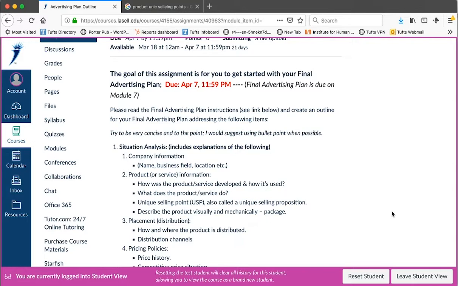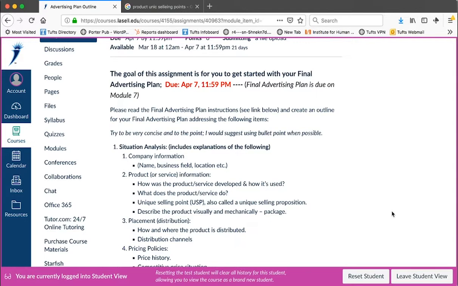Here, you have to describe how the product and service was developed, how it is used, what it does, what the unique selling points of the product are, also called unique selling proposition. What that means is what differentiates the product from your competition. And then describe the product visually and mechanically. If you have any package, just describe the package. That's all you have to do for the product information.